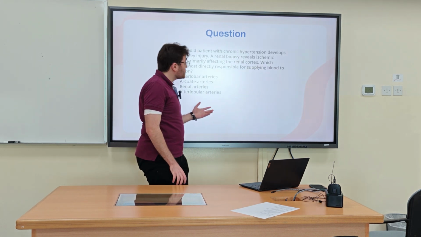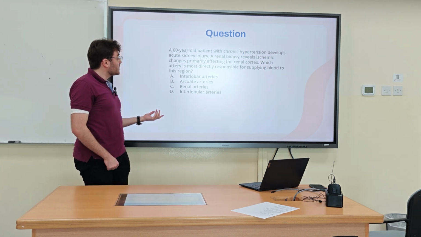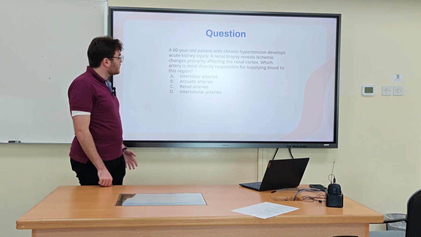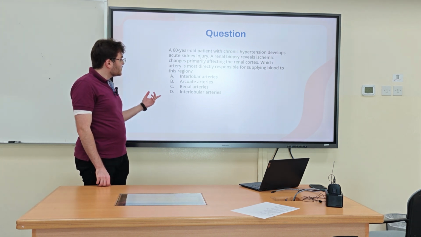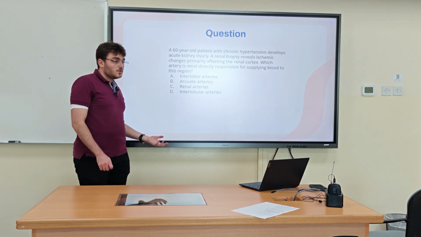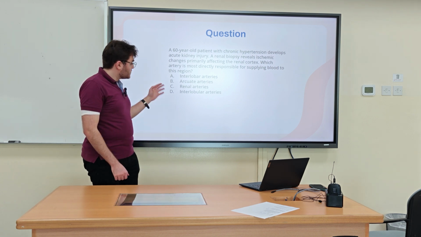Okay, so here is another question. A 60-year-old patient with chronic hypertension develops acute kidney injury. A renal biopsy reveals ischemic changes primarily affecting the renal cortex. Which artery is most directly responsible for supplying blood to this region? So what artery is supplying blood to the renal cortex? Let's discuss the options.